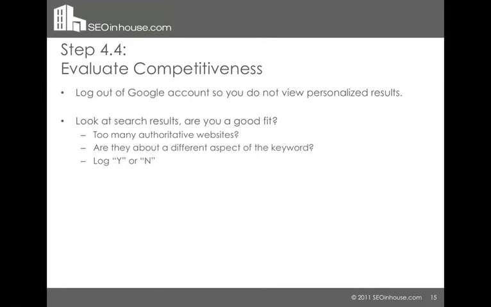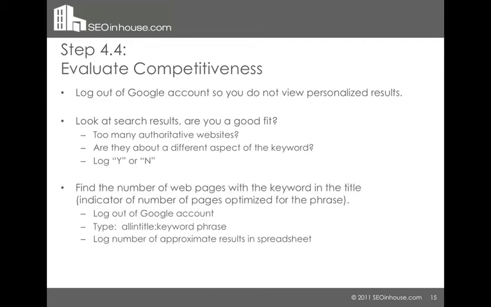So what you want to then do is log yes or no in the search results column. So remember the first column that you added to the spreadsheets. This is going to say whether or not the search results are a good fit or relevant for what you're trying to rank for. The next thing you want to do is find the number of web pages with the keyword in the title. And so what this tells you is how many pages on the internet are actually relevant to the topic at hand in terms of what you're trying to rank for.